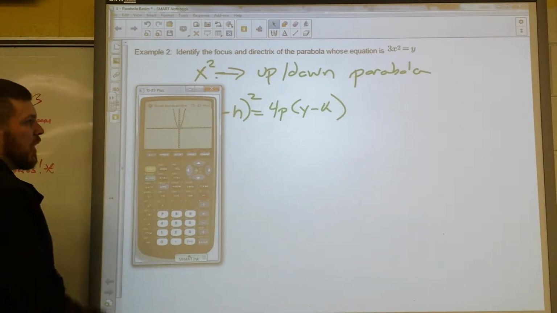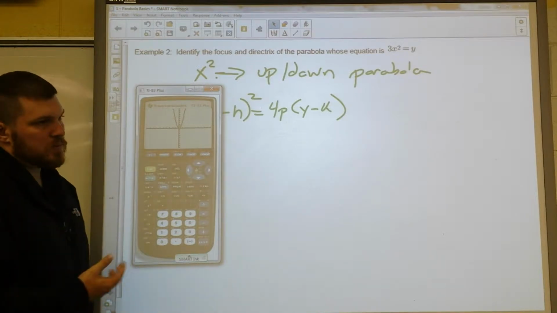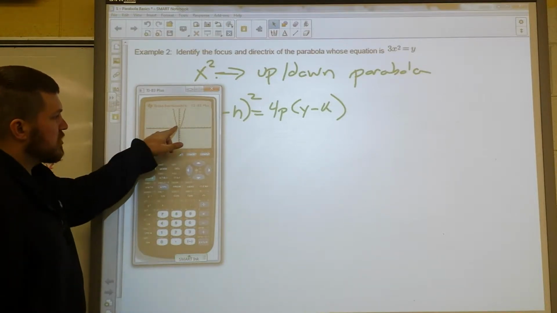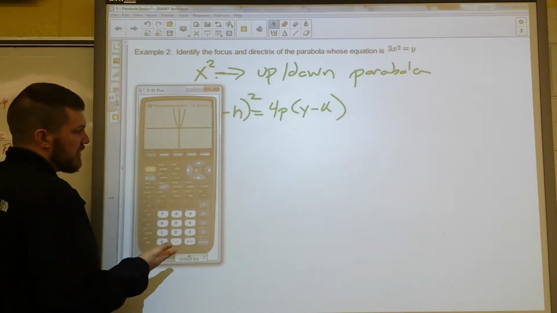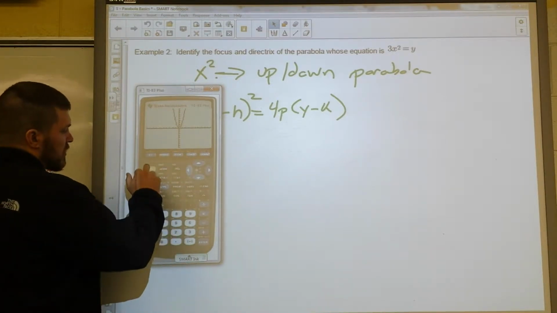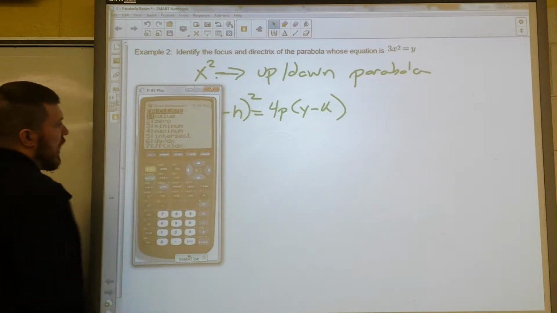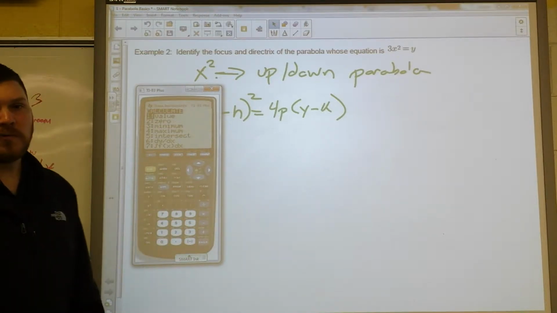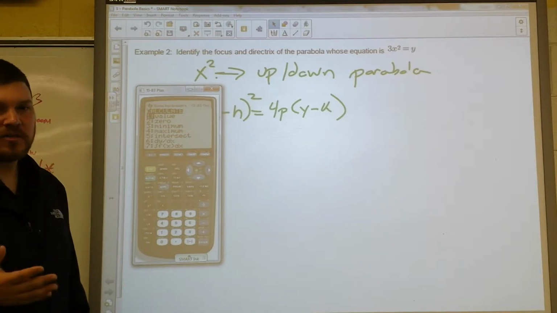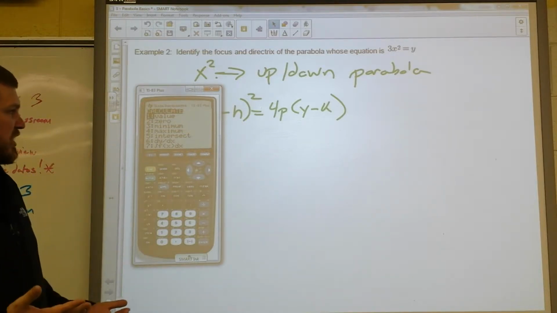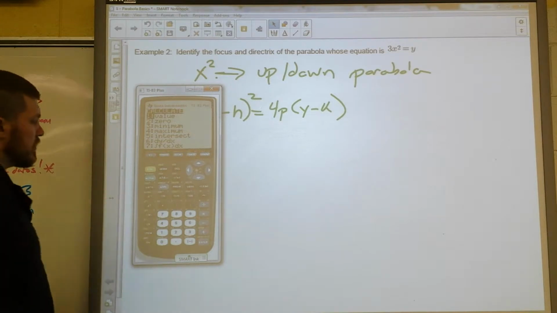Again, my vertex is always the lowest point or highest point. In this particular picture, my vertex is right here. Looks like (0, 0), but let's have the calculator verify that. So I'm going to do second calc, option 3 for minimum. Minimum is the fancy math name for lowest point. If it was the highest point, then we would use the fancy math name maximum, option 4. It's very important you pick the correct option.